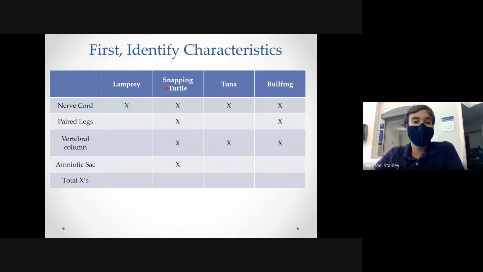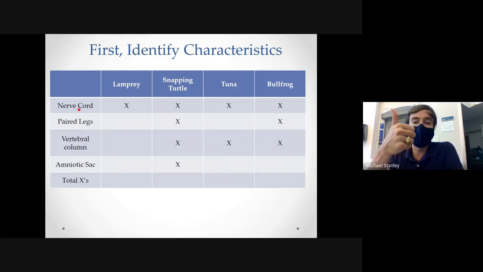So here we have 4 different organisms. We have a lamprey, that weird eel-y kind of fish thing. We have a snapping turtle, a big turtle with a fierce bite. A tuna fish, and a bullfrog, the ribbit variety. And so the first thing that we do when constructing a cladogram is look at the characteristics that they share or don't share. So here we have some characteristics.